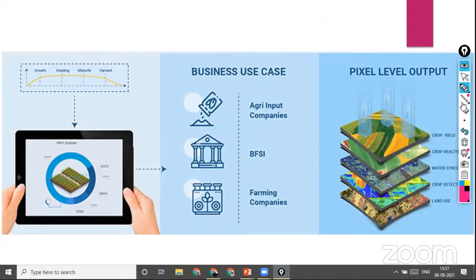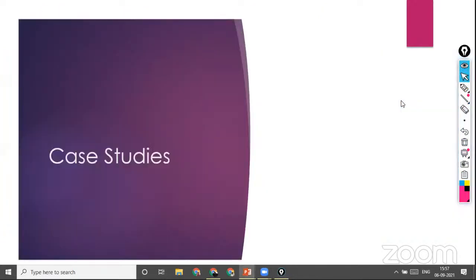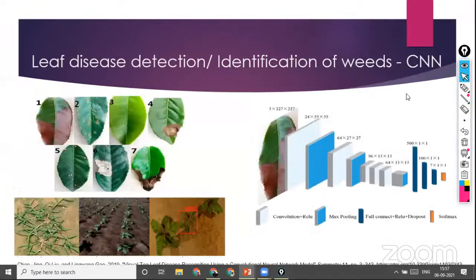Okay. Now coming to the case studies. I've kept three case studies for this kind of agriculture problem. The first one is leaf disease detection or the identification of weeds using a deep learning technique called a convolutional neural network. When you look at this figure, you can see that in the first figure, there are different kinds of leaf disease data set.